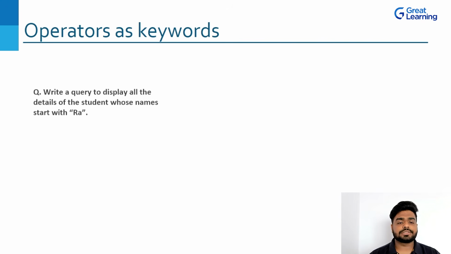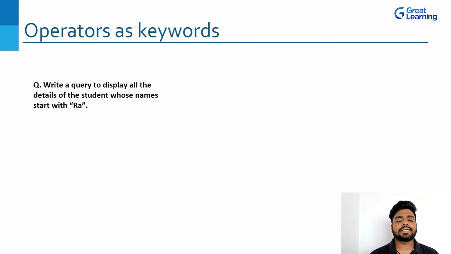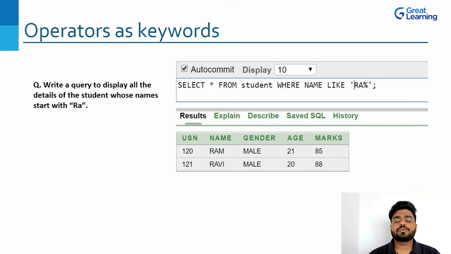Let's take some examples. Write a query to display all the details of the students whose names start with RA. All the names starting with RA, we are getting the output, but we are not using underscore, we are using modulus. That means 0 or more characters, not 1. So we have one character M in one name and in another name we have VI, 2 characters, so more characters.